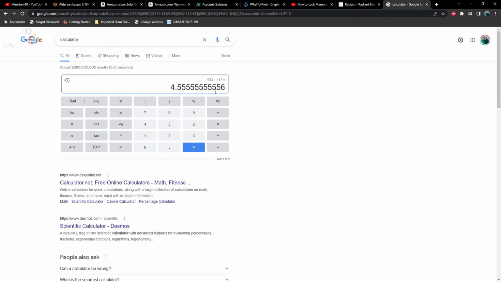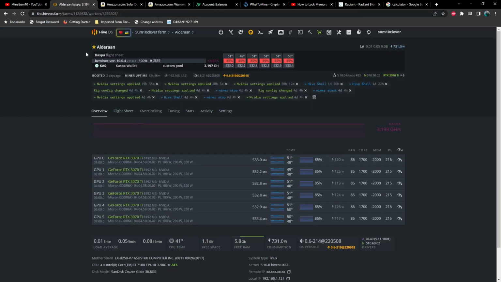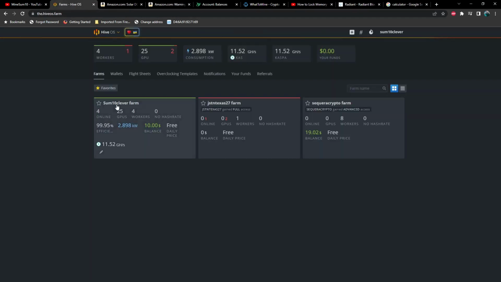Now, if you're going for the highest mega hash possible, those clocks that I was using would work pretty well on a 3070 Ti, but efficiency is what you need to be shooting for, especially right now, considering it's not profitable to mine. So let's take a look at a couple of other rigs.